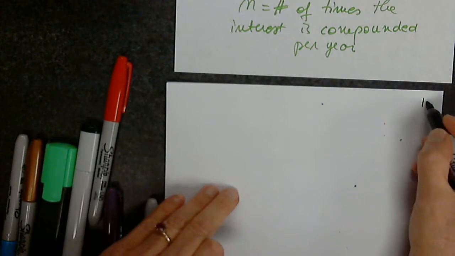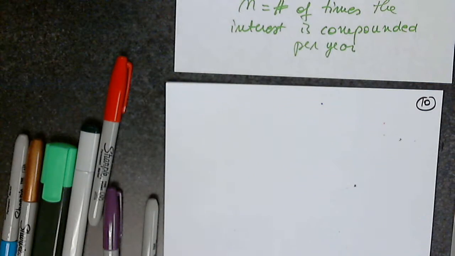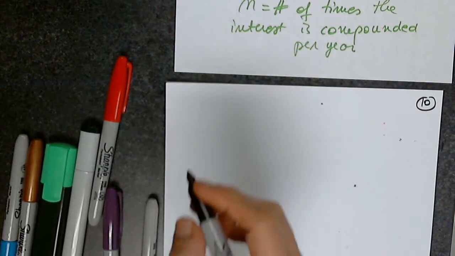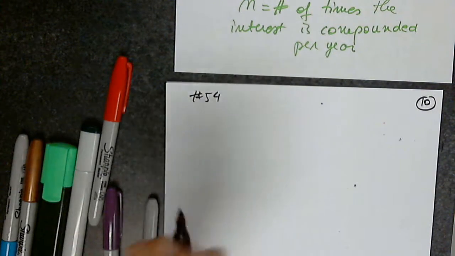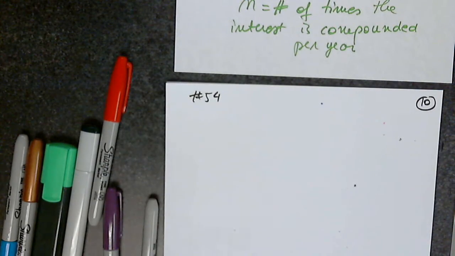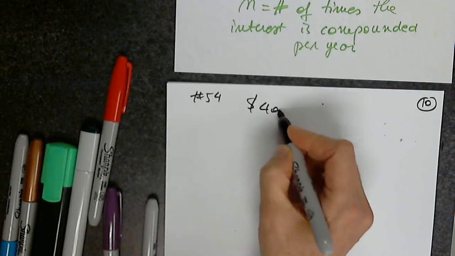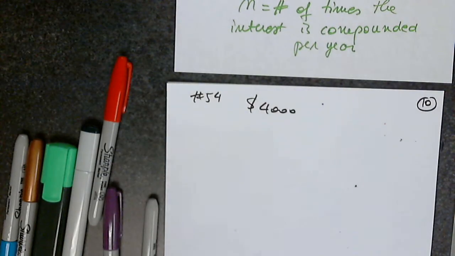So let's look at the problem now. On page 309, let's look at problem 54. Compound interest. If $4,000, oh, I need to explain this before we read the problem.